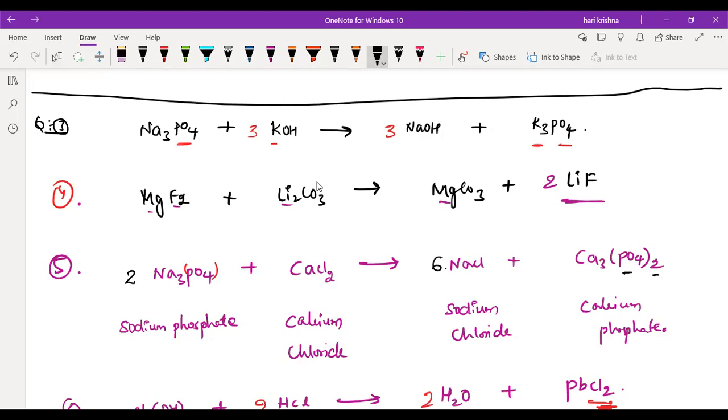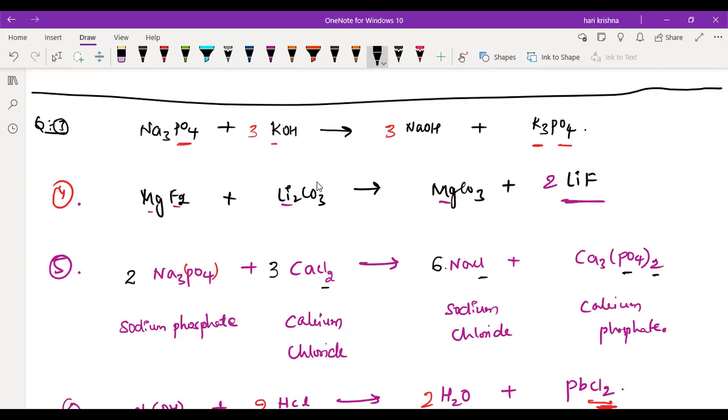Fine. Now 6 sodiums are there and 6 chlorines are there, right? So how many chlorines are there on the reactant side now? 2 chlorines. How to make it 6? 3. So 3 chlorines. Now is it balanced or not? The complete equation is balanced, sir.